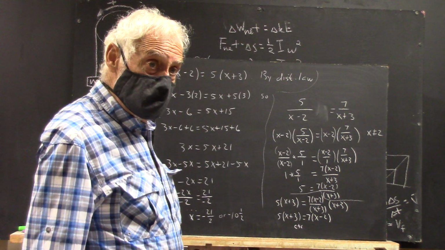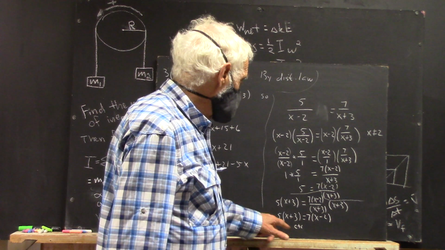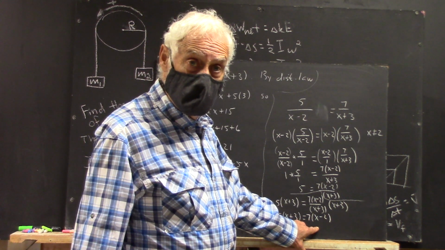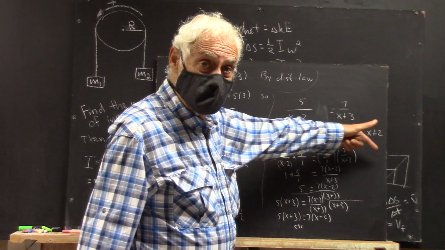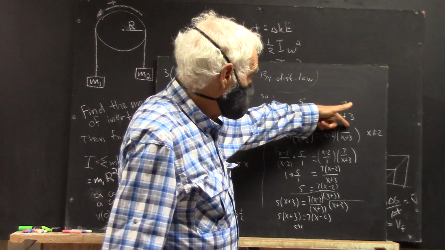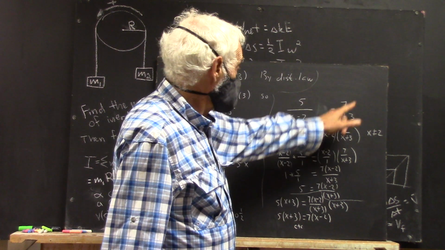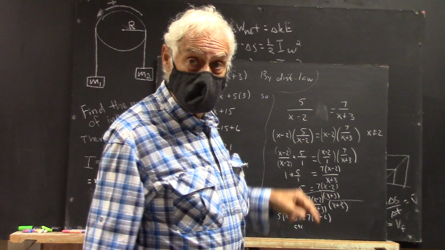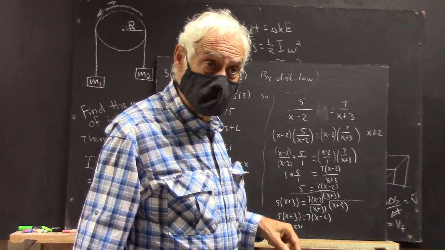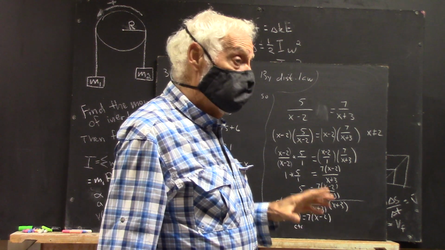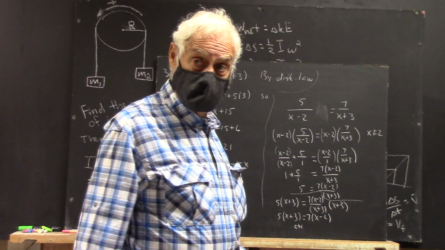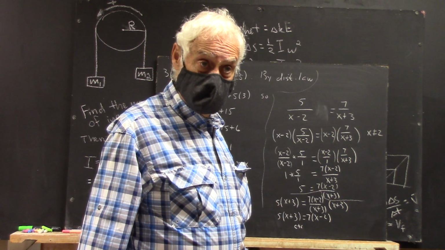Now notice that this is exactly what you would get in one step if you did a cross multiplication. You'd have 5 times x plus 3 equals 7 times x minus 2, right? So if you're careful about cross multiplication, that'll work. Fair enough?